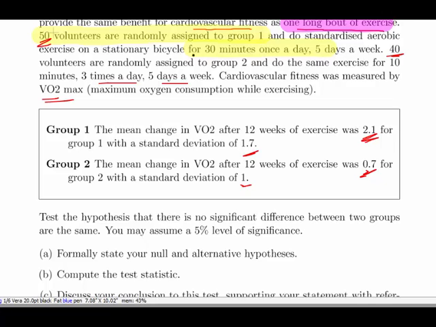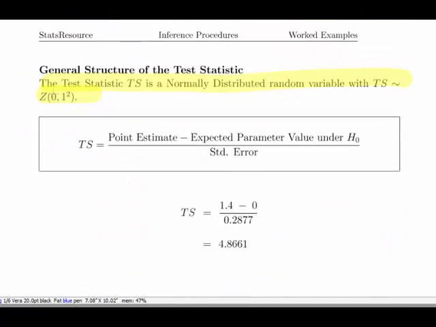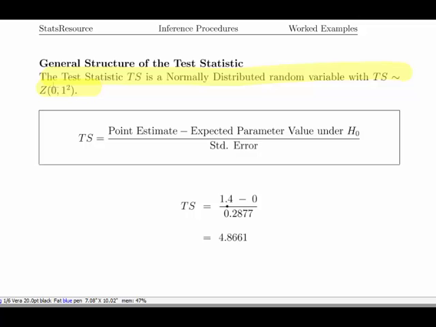The difference in means is the difference between 2.1 and 0.7, which is 1.4. So that's what we observe as the difference in means. So there we have it. Let's go back there. So our test statistic is 1.4, which is our point estimate for the difference in means, minus 0, divided by 0.2877. So our test statistic should work out to be 4.86. 4.87 is fine, something like that.